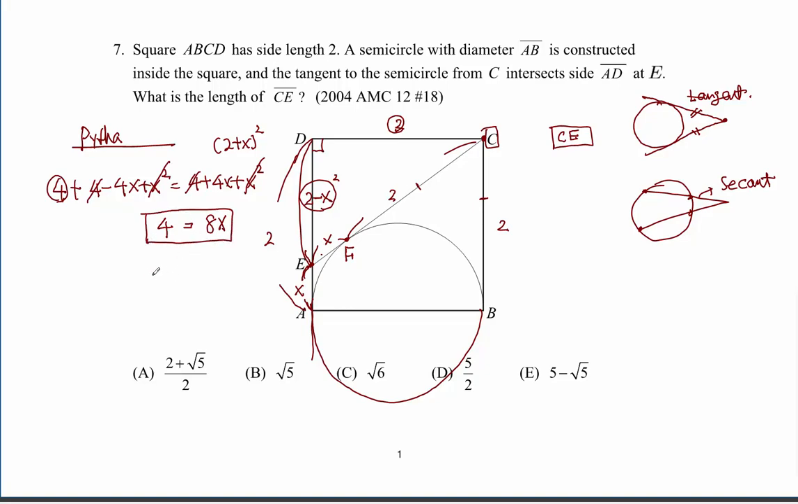You can divide it by 8. x equals 1/2, isn't it? Yeah, this length is 1/2. But we need to find the length of CE from here to here, right? So 1/2 plus 2. Plus 2 is 4 over 2, so the total length will be 5 over 2.